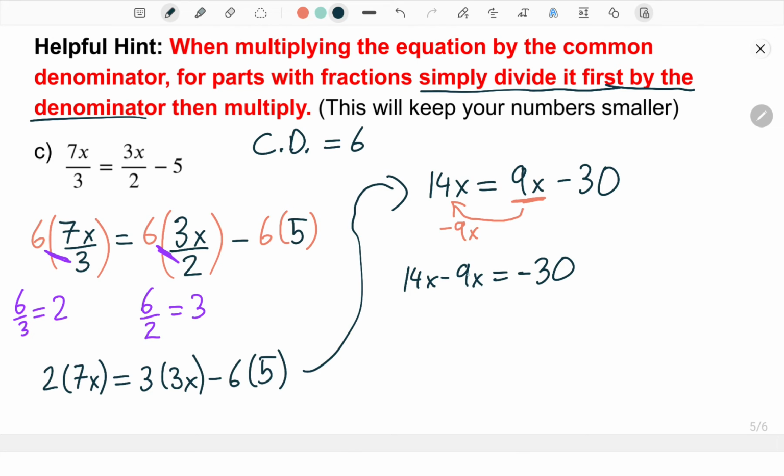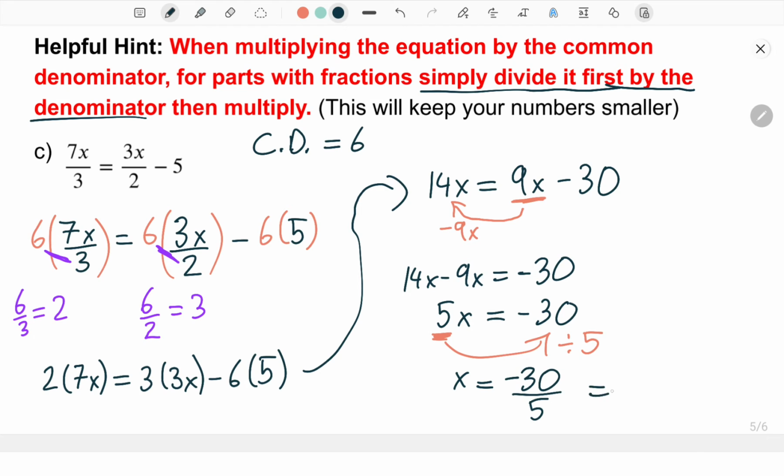All right, 14x minus 9x, well, they're like terms. They're both x's, so we can just subtract the coefficients. 14 minus 9 is just 5. So you have 5x is equal to negative 30. All right, and then move the 5 in front of the x over by dividing it. And you're going to get x is equal to negative 30 over 5, which is just equal to negative 6. And there is your solution. So x is equal to negative 6 in this case.